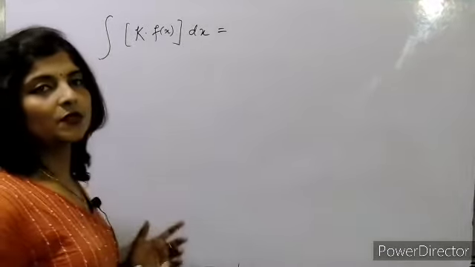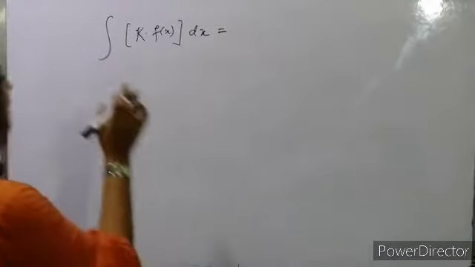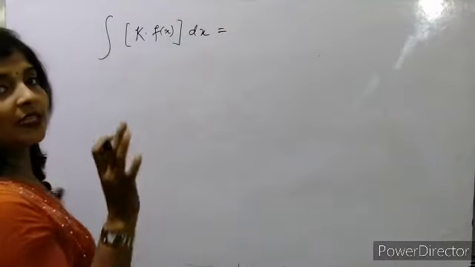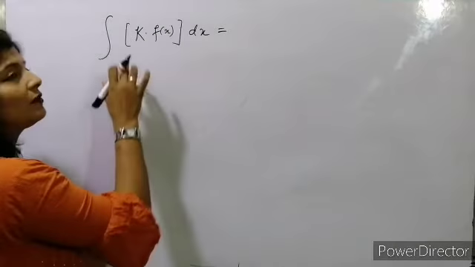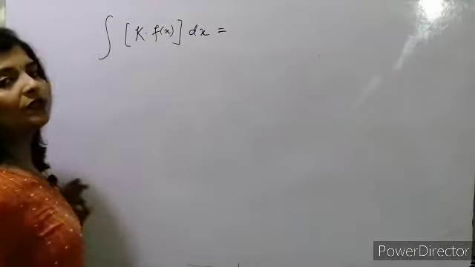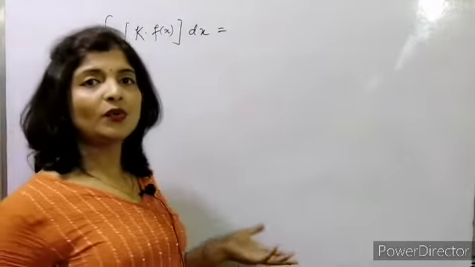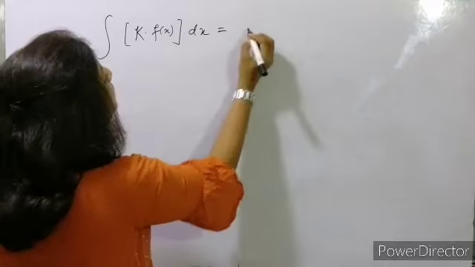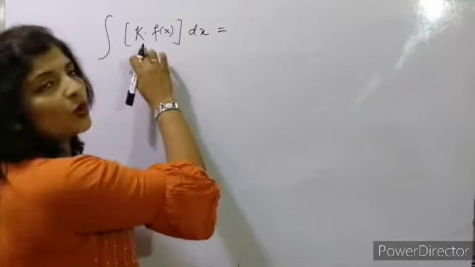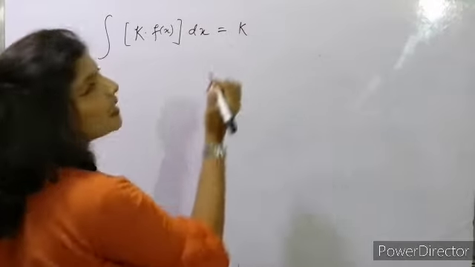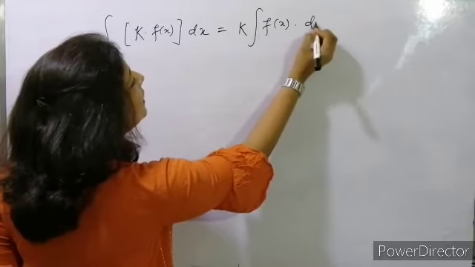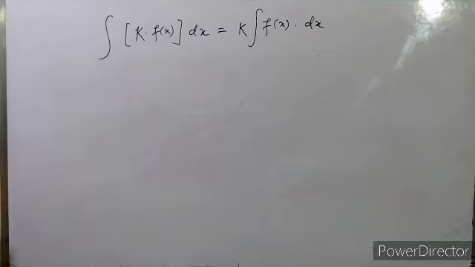Now we have some theorems. So we have to do the first one. Like if we have k, we have to find out the integral of this function k f(x) with respect to x. What value will we get? How to do this? So there are some theorems. Just k is constant, so we can keep this like this, and then we have to integrate f(x) with respect to x. Okay, so there will be no change in k. Okay, this will be the thing.